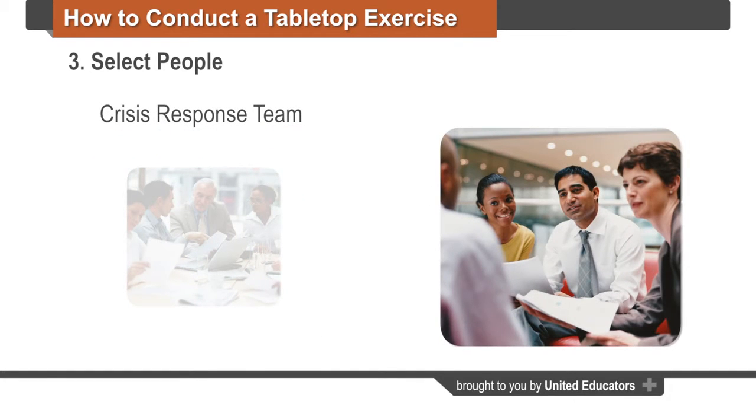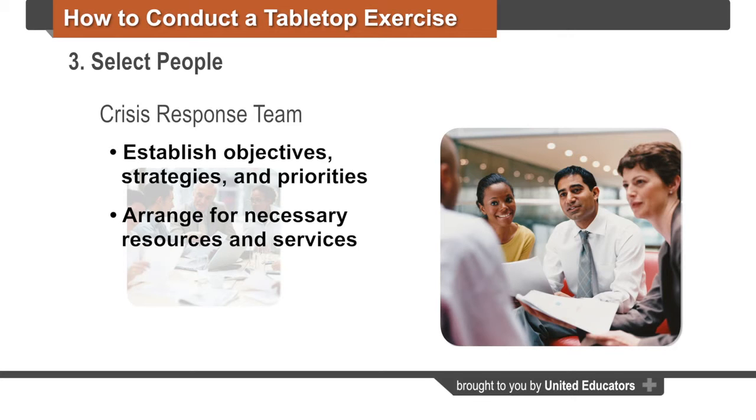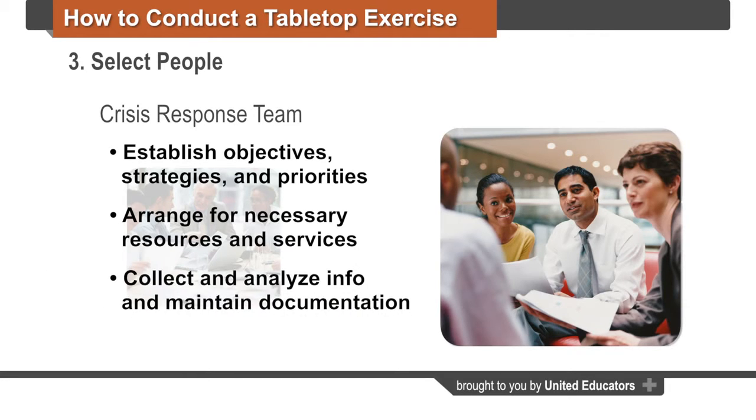You will also need to identify which members of your crisis response team should actively manage the situation. In the event of a crisis, this team will execute all components of your institution's response. To do this, the team could establish objectives, strategies, and priorities to manage the incident, arrange for and track necessary resources and services, and collect and analyze information and maintain documentation. So if the selected scenario is an electrical malfunction that has knocked out power to your research labs, you may choose to include members of the crisis response team that represent facilities, purchasing, faculty, and risk management.